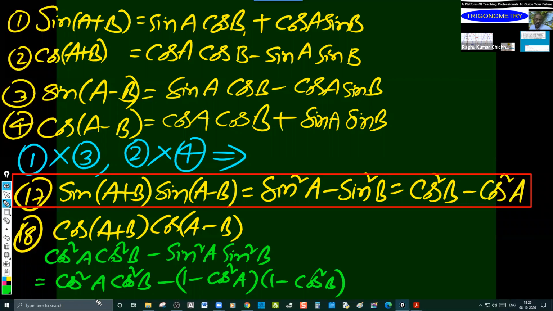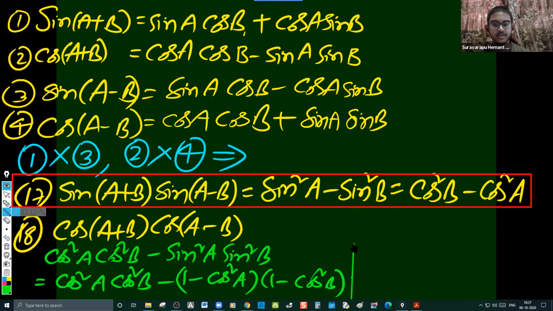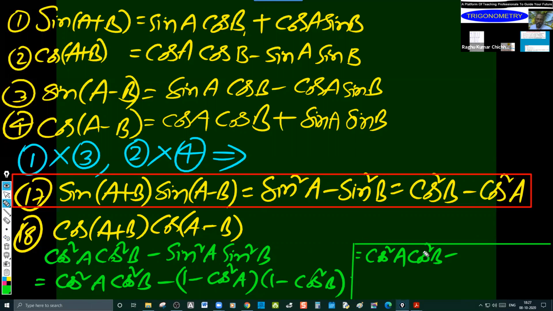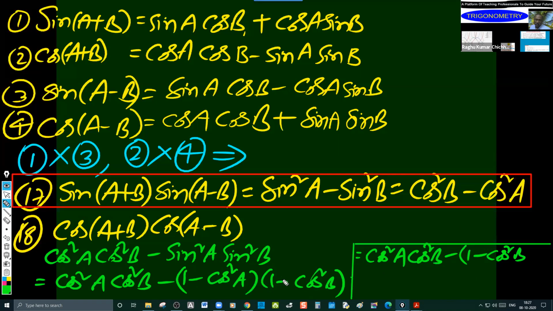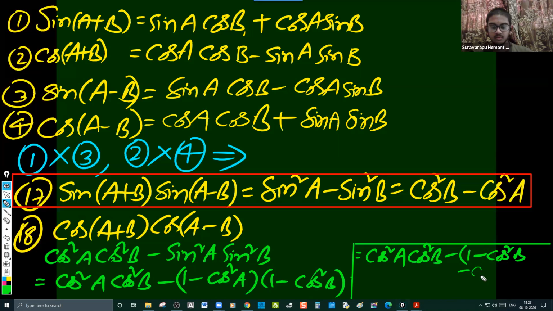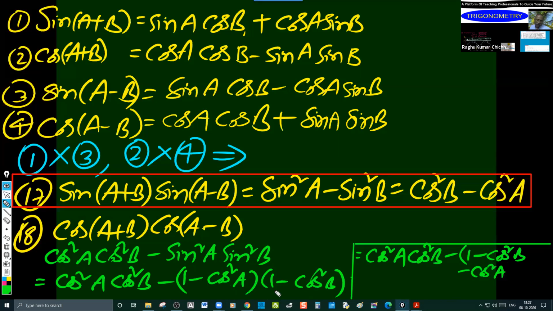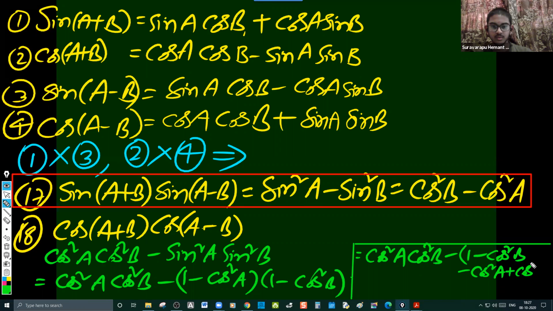Let us expand it. Come on, check it out once. Cos²A, cos²B, minus the product of (1 minus cos²A) into (1 minus cos²B). We cannot use the A minus B whole square formula here, since this is 1 and this is cos²A. So multiply: 1 into 1 is 1, 1 into minus cos²B is minus cos²B, minus cos²A into 1 is minus cos²A, and minus into minus is plus cos²A cos²B.